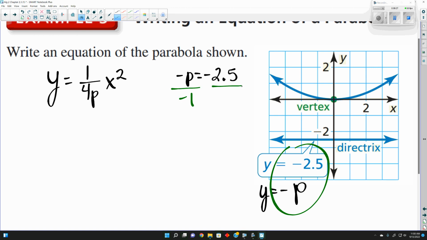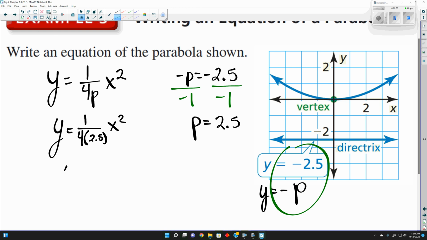So we can divide both sides by negative 1, which tells us p is 2.5. Questions on this here? Now we just need to plug this in. So we can say y is equal to 1 over 4 times 2.5 times x squared.